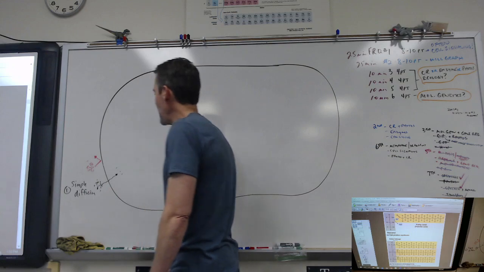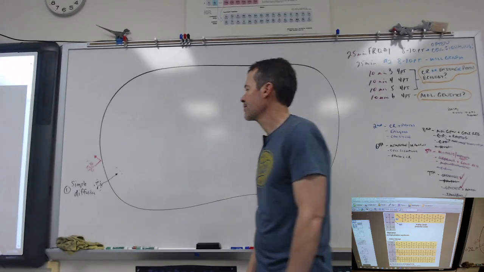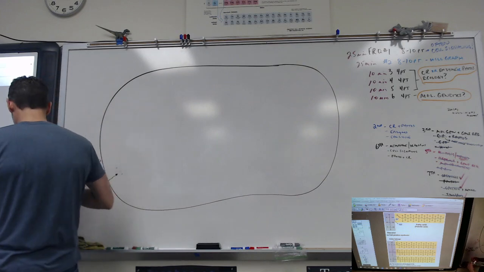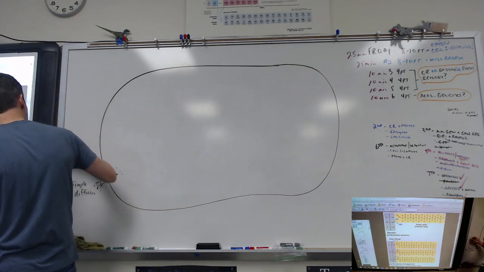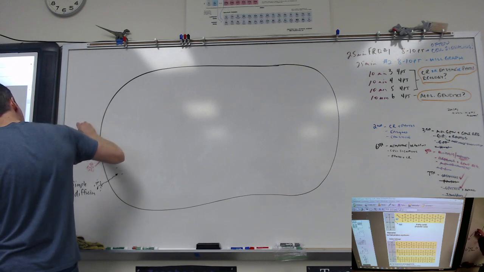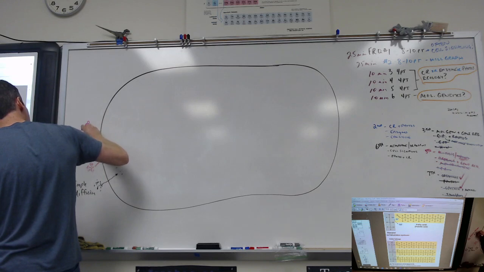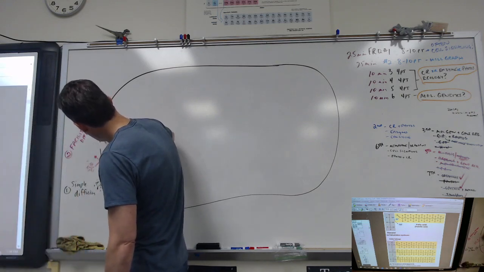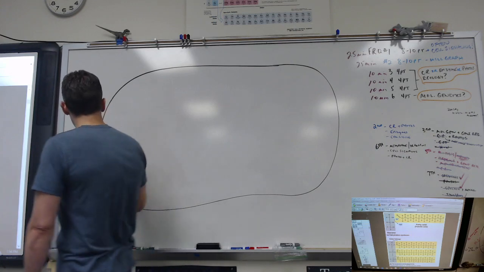All right, that guy's going to need some help. So what kind of diffusion is helped diffusion? What's that called? Yeah, facilitated. So this guy over here, facilitated diffusion. So this guy over here is going to need help from maybe a protein channel.